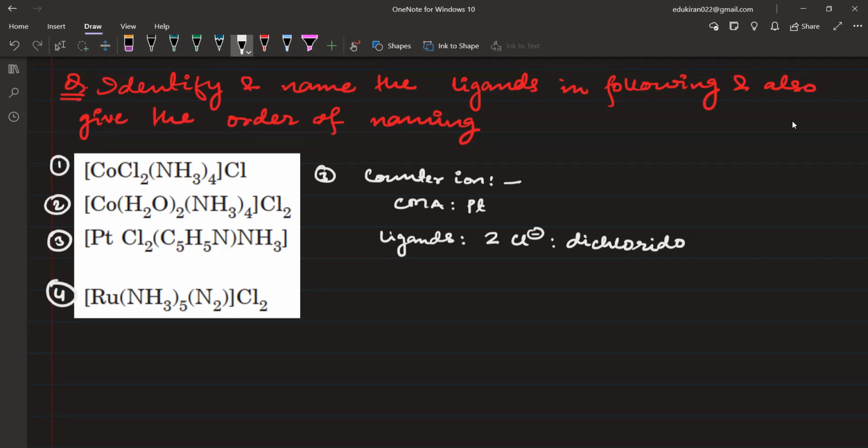After that, what do we have? C5H5N. Look at the list and tell me what ligand this is. Is it neutral? No, I am asking what is the name for this ligand. Pyridine. Pyridine, okay.